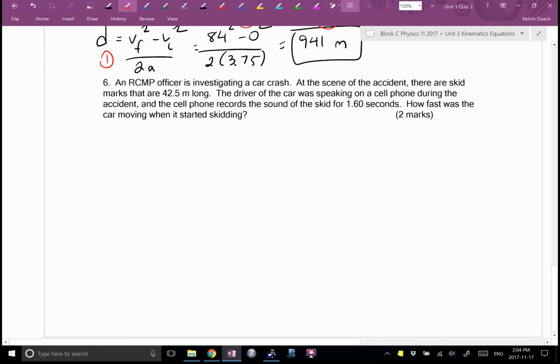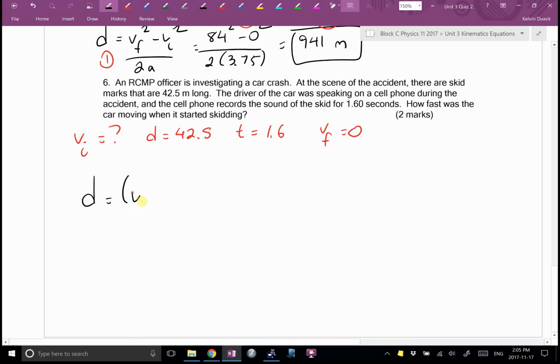The last one was the RCMP investigation question. Looks like it wants us to find V initial when it started skidding. V initial. Looks like we have a distance of 42.5. It looks like the time involved was 1.6. That's not enough. I need something else because I need 3 things to find the fourth. Brian, what? Oh, we said in any car accident, I'm going to allow you to assume, unless the question says different, VF is going to be 0. The only way it couldn't be 0 is if it was some kind of hit-and-run situation, but even then, typically they come to a stop and then take off. And I would clearly word it that way. Oh, we're going to use this one.